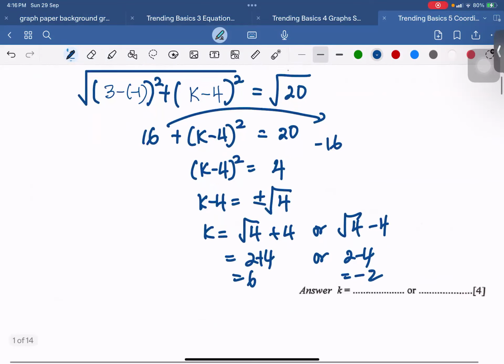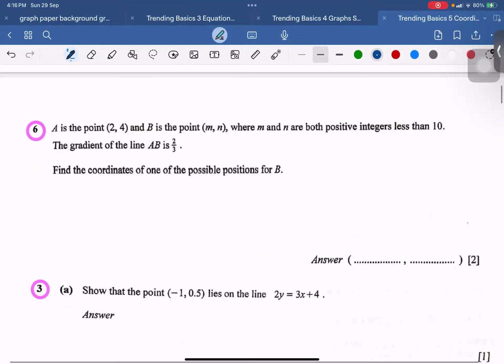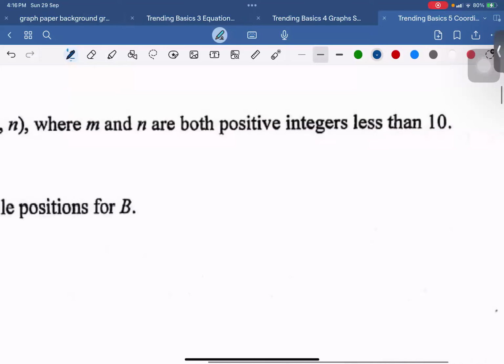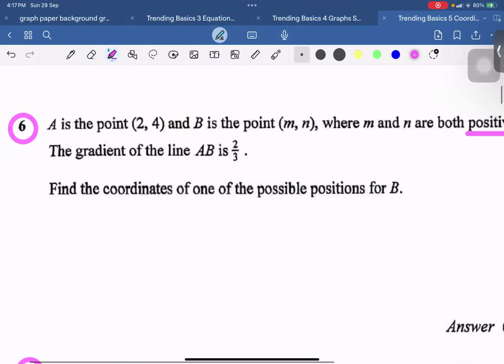They say write down a pair of possible values. This is question number 6. Okay, it uses the concept of a gradient, and both the integers are less than 10. This one got a keyword down here. They want both values less than 10. Okay, but it uses the formula for gradient. So gradient, most of you are more familiar with it. So how do you find the gradient?